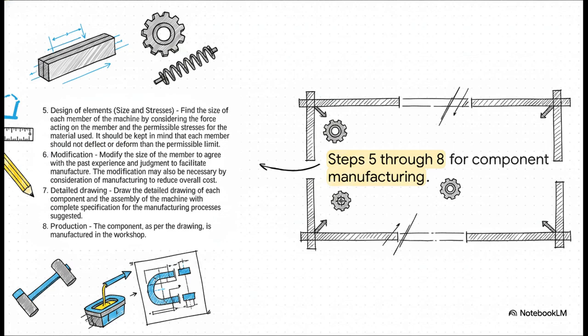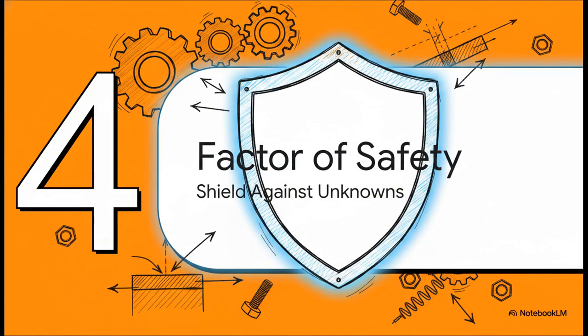Step 7 is creating the detailed engineering drawing with all the complete manufacturing specifications. And finally, step 8, production. That's where the physical component is finally born in the workshop. Which brings us to part 4, defining factor of safety.